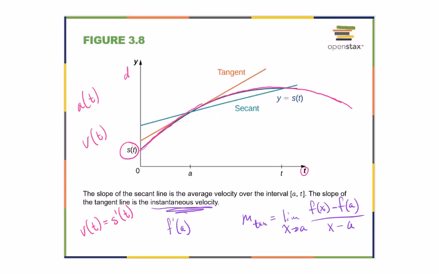All right. And we also know that the acceleration function is the derivative of the velocity function. All right. So basically it's saying velocity is the instantaneous rate of change of position, and acceleration is the instantaneous rate of change of velocity.